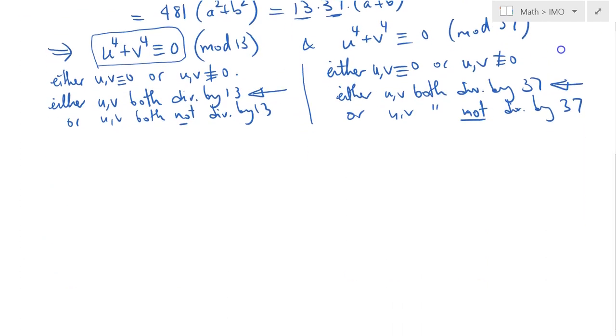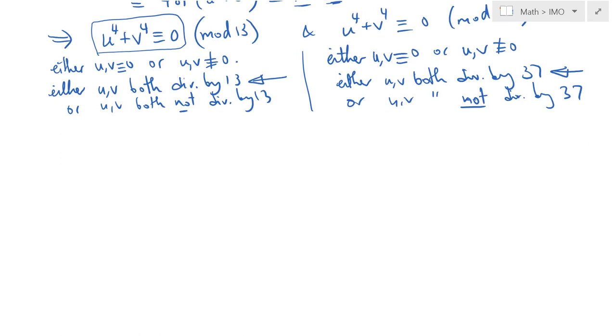The trick is to consider the following algebraic identities. So first consider this one: u to the 12th power plus v to the 12th power, which we can factorize as u to the 4th power plus v to the 4th power times u to the 8th power minus u to the 4 v to the 4 plus v to the 8th power.